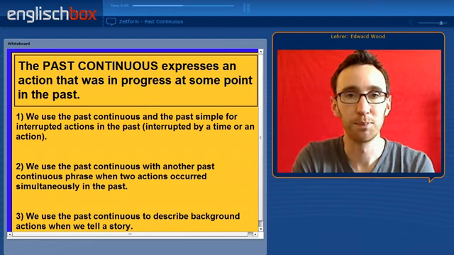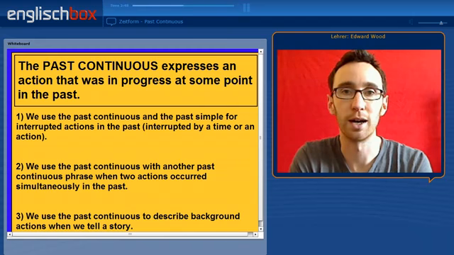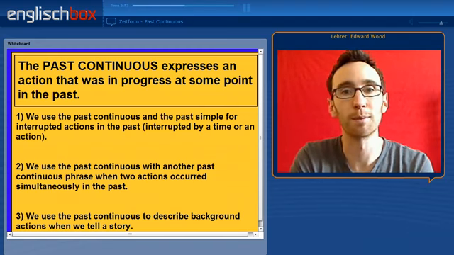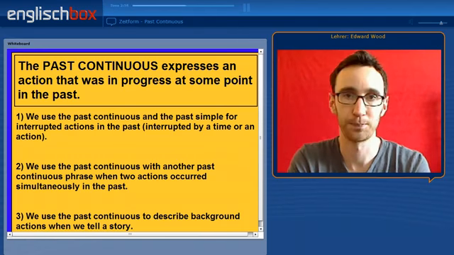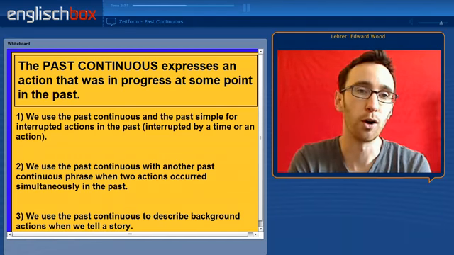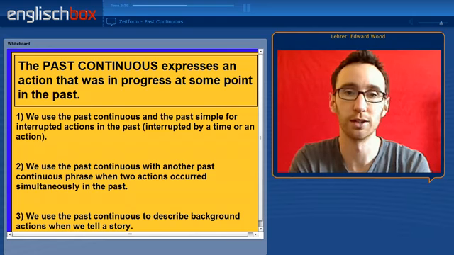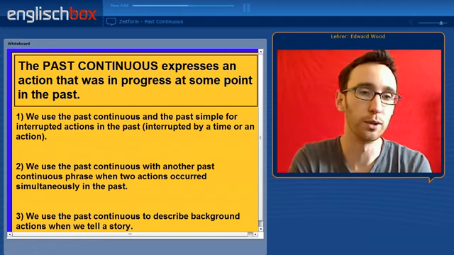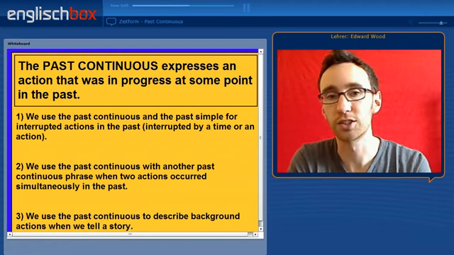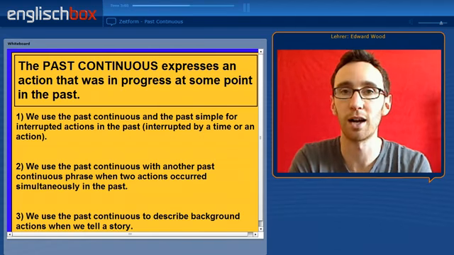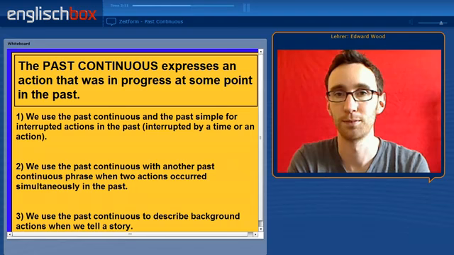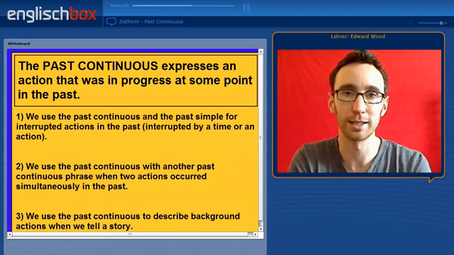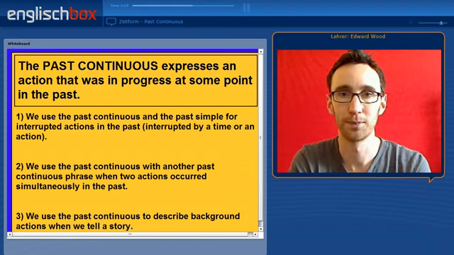So we've looked at the structure, but when do we use the past continuous? Well, the past continuous expresses an action that was in progress at some point in the past. So we often use it for interrupted actions with a past simple action. We can also use it to describe two actions that were happening at the same time in the past. And finally, we often use it to describe background events in a story.